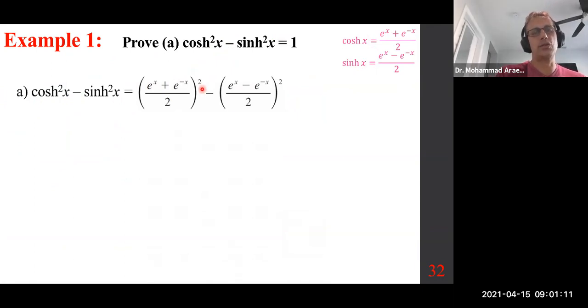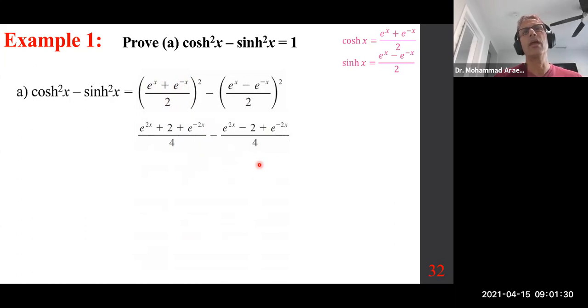I'm assuming we can square this easily. You can square this one: e to the power of 2x, then 2 times the first times the last. I hope you realize the product of the two is e to the power of 0, which is 1, and e to the power of minus x to the second power means e to the power of minus 2x. Same thing happens here. If you combine the two, everything cancels out except 2 and minus 2, so 4 in the numerator. We have this as the answer.